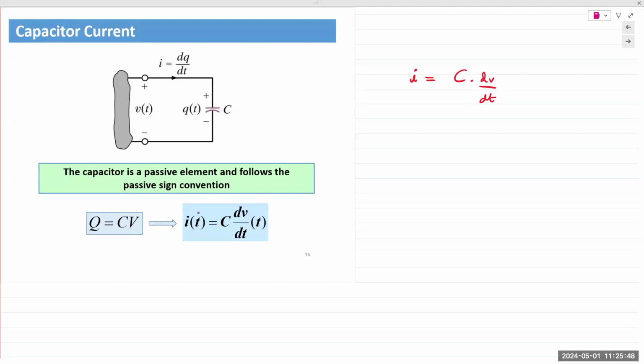Exactly the same structure as the inductor equation. For the inductor, the voltage and current were flipped. We had inductor voltage V equals L di over dt. Here it's I equals C dV over dt.